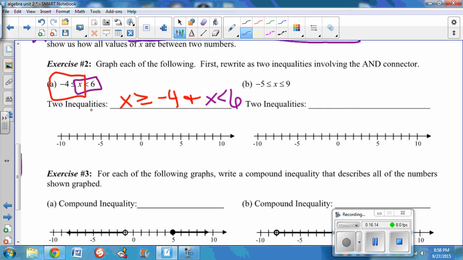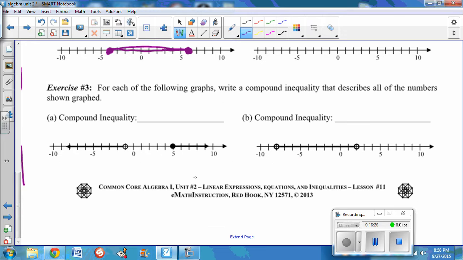We would look at our two endpoints, -4 up to 6. It's an "and," so it's everything in between. Okay. For each of the following graphs, write a compound inequality that describes all the numbers shown on the graph. So looking at this one, it goes in opposite directions. So automatically, I know it's an "or" inequality.